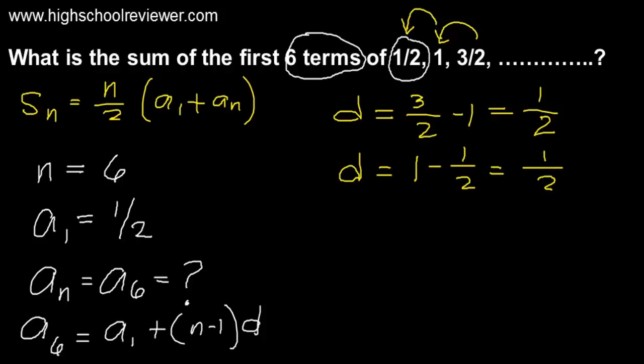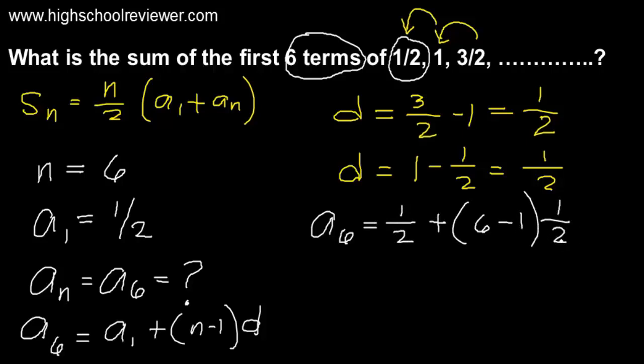Now, let us substitute the value of d to our a sub 6. Our a sub 6 here will be equal to the value of a sub 1, which is 1/2, plus n, which is 6, minus 1, multiplied by d, which is 1/2. So our a sub 6 will be equal to 1/2 plus 6 minus 1 is 5 multiplied by 1/2.